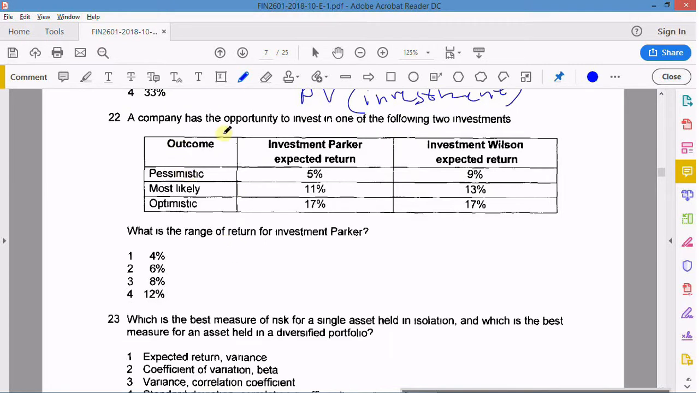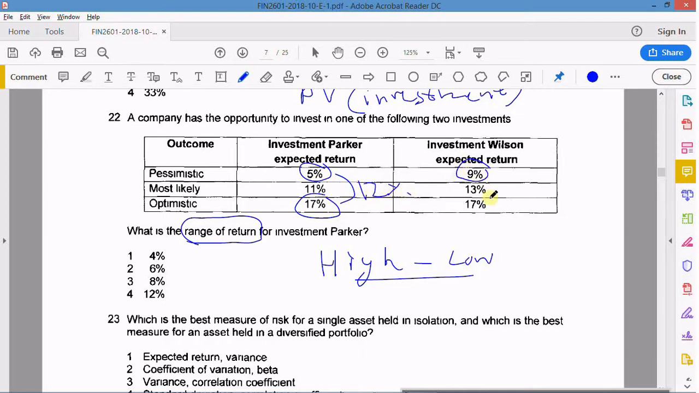A company has the opportunity to invest in one of two investments. They can either invest in this one or that one. What is the range of return? Range is highest minus lowest. That's how you get a range. What's the high here? 17. What's the low? 5. The range is 12. For the other, 9 to 17, the range is 8.